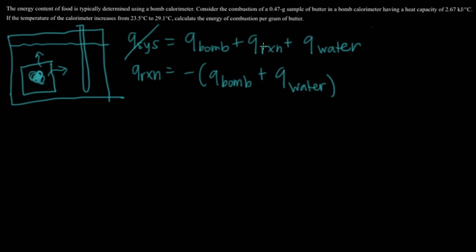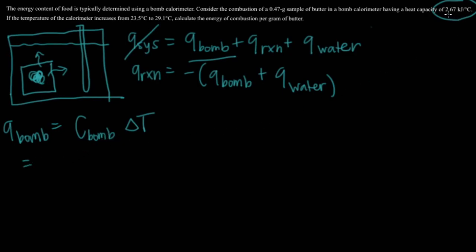Also notice that our bomb calorimeter is said to have a heat capacity of 2.67 kilojoules per degree Celsius. This is given to us in the problem because we need it to figure out our Q bomb. The equation for Q bomb is always C bomb times the change in temperature. So let's go about calculating this first. Our Q bomb is equal to our C bomb times the change in temperature.